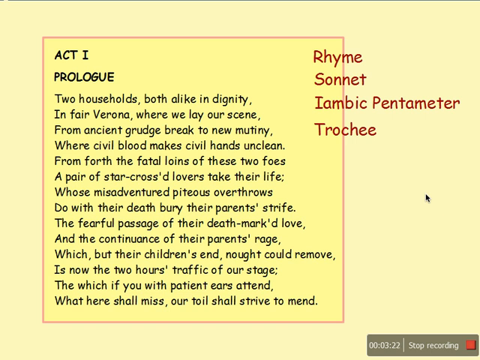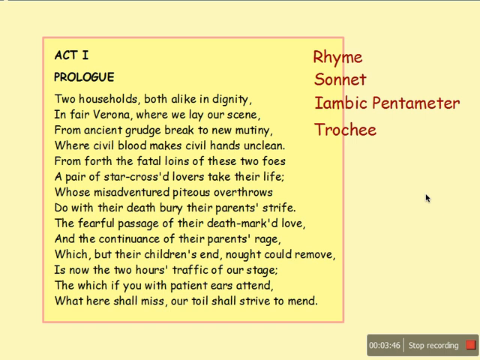So, if you count on your fingers all the syllables in the top line, 2 households, both alike in dignity, that's 10. That's your iambic pentameter. In fair Verona, where we lay our scene, is another 10. So if you go through, you'll be able to count them. We have 10 syllables. Now, trochee is the interesting one.